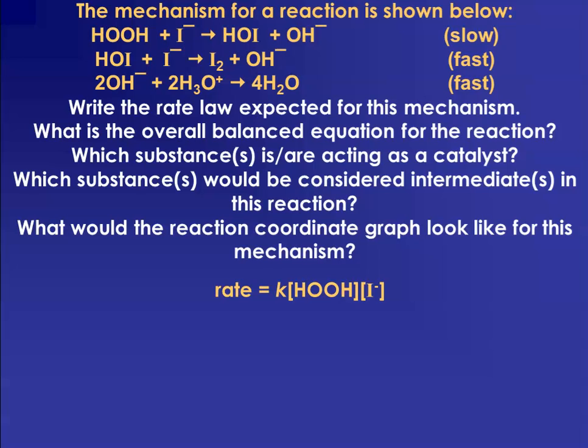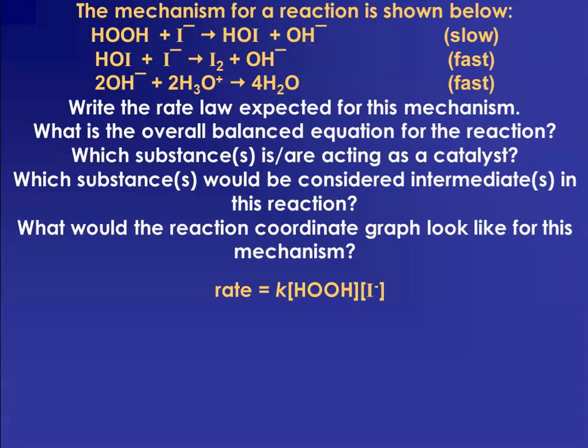If the slow step had been switched with the first fast step, and you had HOI plus I minus forming I2 and OH minus first, and then you had the HOOH combining with the I minus, I'm taking a look to see, one of the HOIs would have canceled out, but you would have been left with the HOOH and the two I minuses. So the slow step is a summation of what has taken place up to and including that slow step. So for our purposes, it was the first step, pretty straightforward. Just kind of keep that in mind in the future.